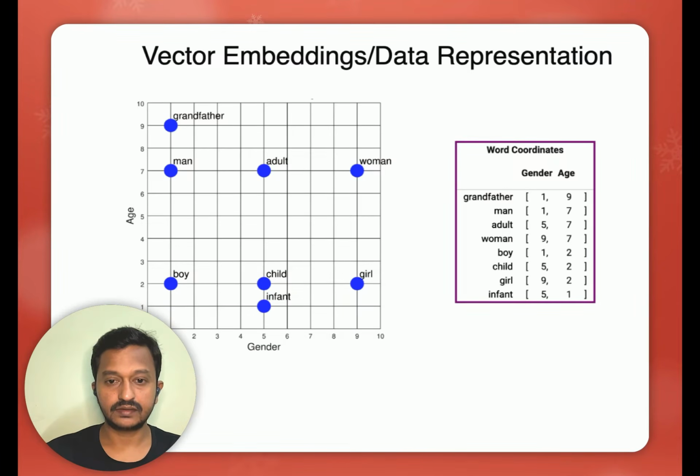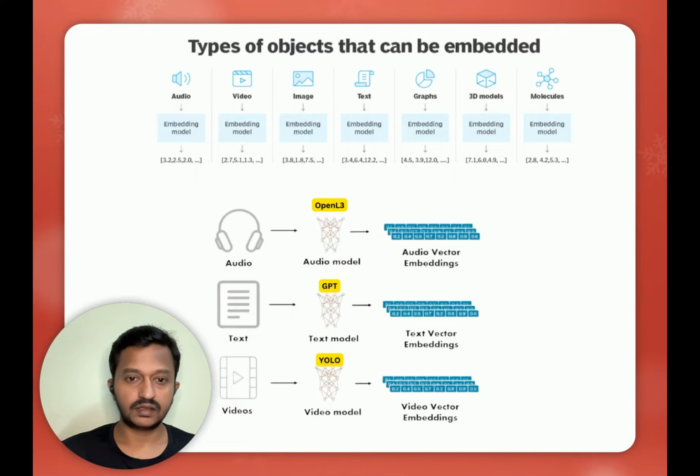So you might ask, what are the types of objects that can be embedded and stored in a vector database? Like I said, structured data anyhow, but even unstructured data like audio, video, image, anything can be embedded, converted into vector embeddings, and stored in a vector database. As you can see here: text, graphs, 3D models, molecules, anything. But what you need is an embedding model to do that.